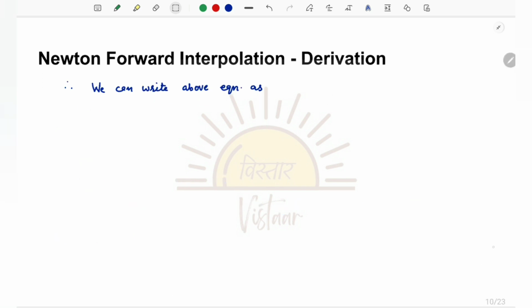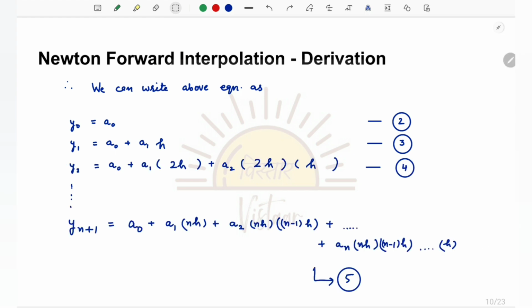and y2, we will get y0 as a0. Further, we will get y1 as a0 plus a1 into h. Moving forward in the similar way, we can calculate y2 up to y(n+1). I have named these equations as 2, 3, 4 and 5 as you can see. Now we have to obtain the values of constants like a0, a1, a2 and so on.